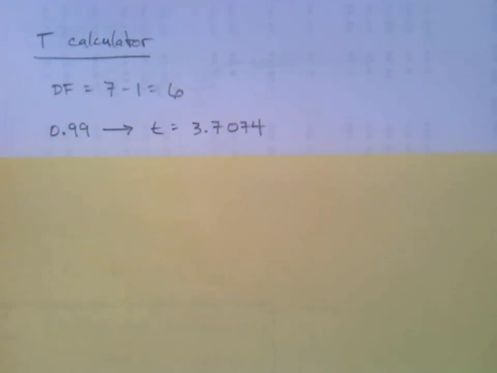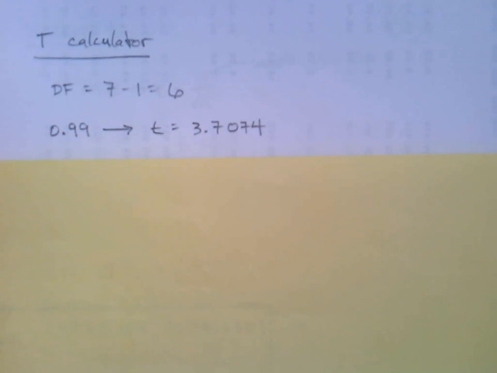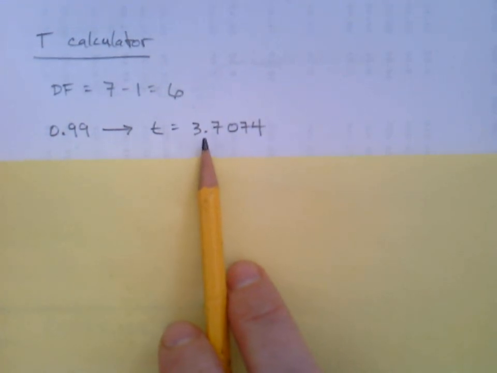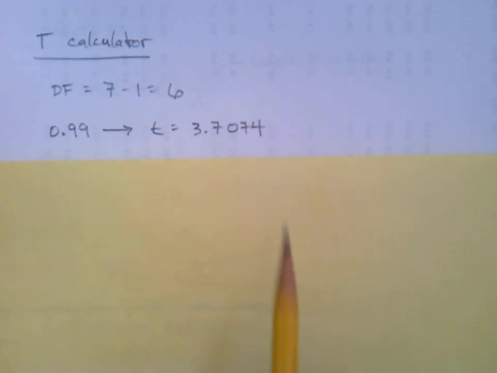Okay. So go into your T calculator, make sure that it's set to be between your degrees of freedom. In this case is 6, right? 1 less than 7. And you're going to type in an answer of 0.99. We're looking for the 99% confidence interval. And that's going to tell you that T, the positive one, is T equals 3.7074.